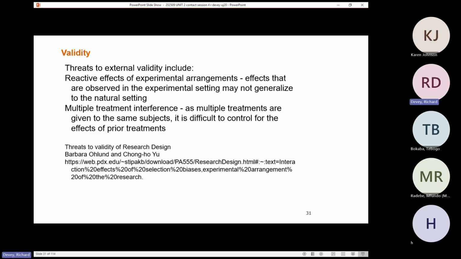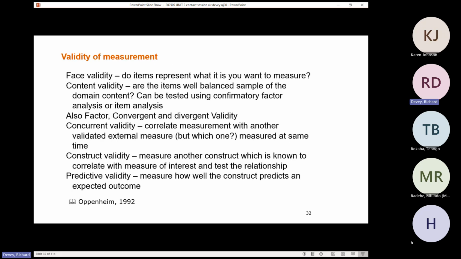And this is just a link to, I must check that this is still active, but a link to threats to validity of research design. So again, you can use these resources for your assignment too. Okay. This is just also making the point that there's different types of validity.